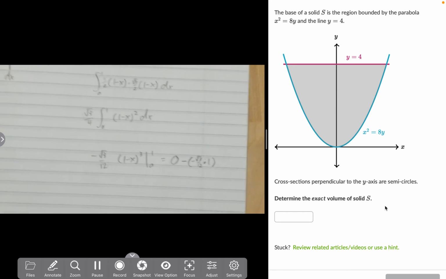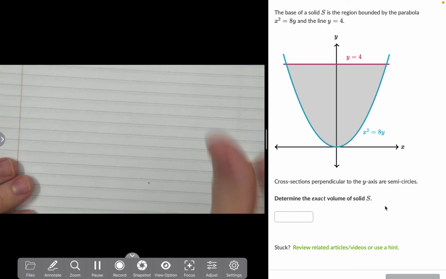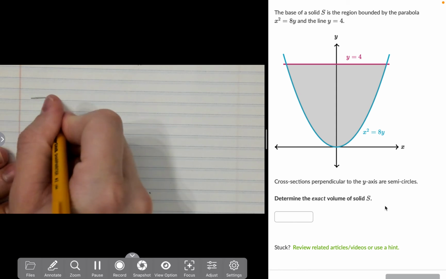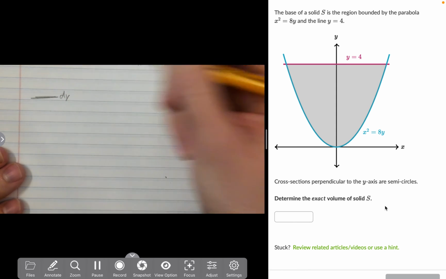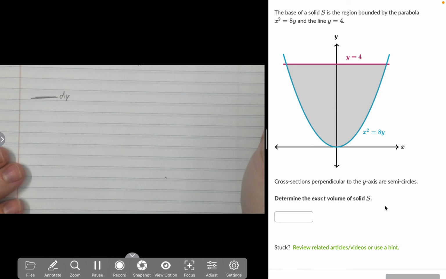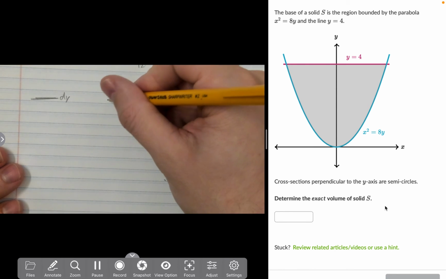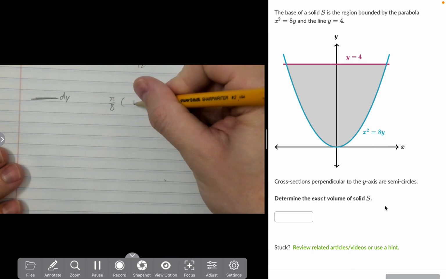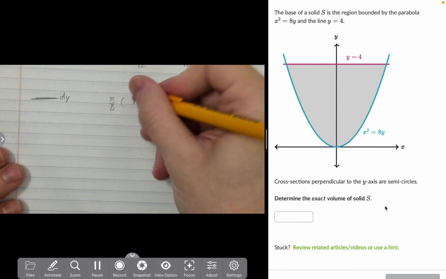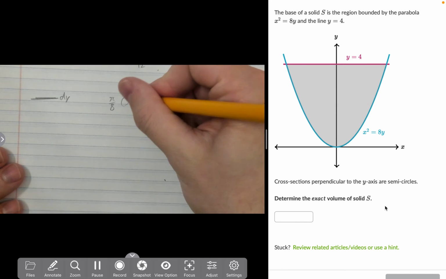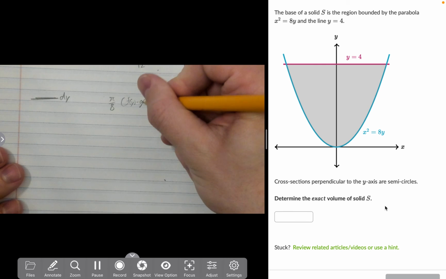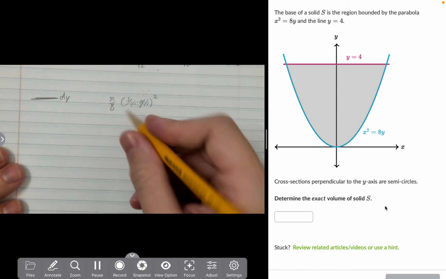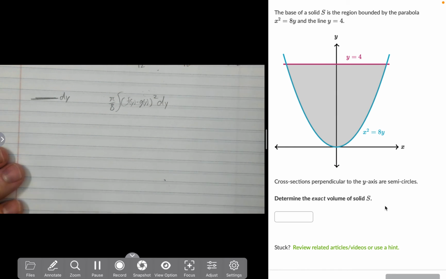All right, finally, a dy integral that we have to compute. So we've got cross sections perpendicular to the y-axis. So this is a dy integral, and they are semicircles. So I am going to skip and say that we're dealing with pi over 8 f minus g. F of y minus g of y. The question is, how do I get f of y minus g of y? And what are my bounds of integration?